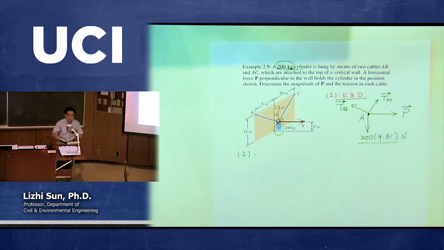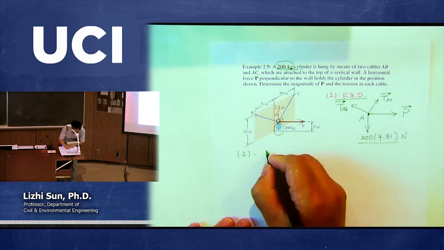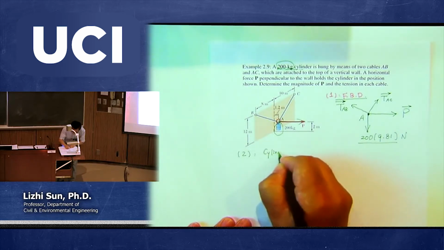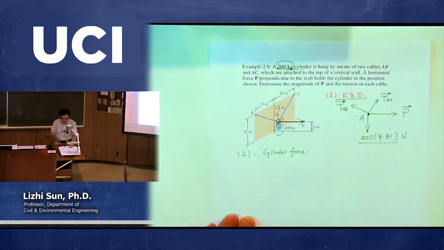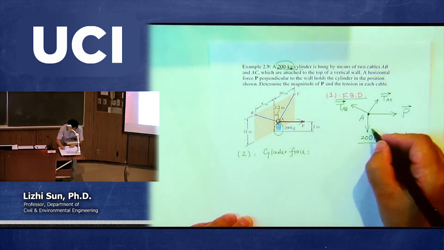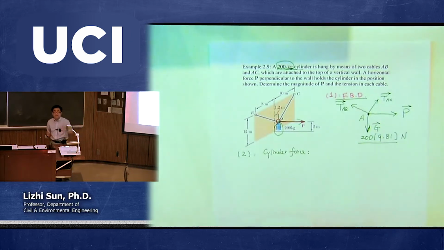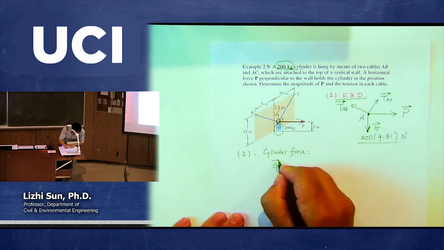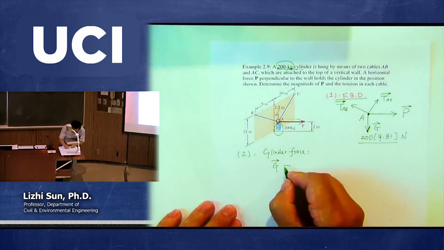Okay, so number 2, calculate each force component, right? So let's start from this self-weight, the cylinder. Let's say cylinder force, I haven't given a name, let's give it a name, G. So that's the self-weight of that cylinder. G is a vector because that's a force, right? So that vector is equal to what?